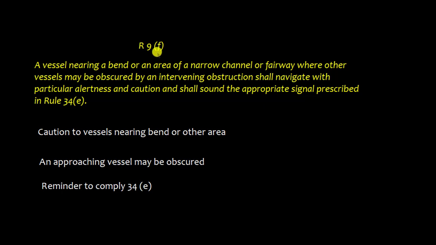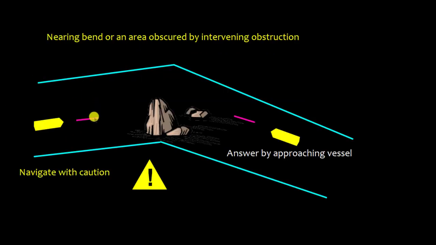So this is the text of Rule 9F, and there is a caution to vessels nearing a bend or other area because an approaching vessel may be obscured. Okay, and this also is a reminder to comply with Rule 34E, where you need to sound one prolonged blast and that should be answered by an approaching vessel by sounding the same one prolonged blast.